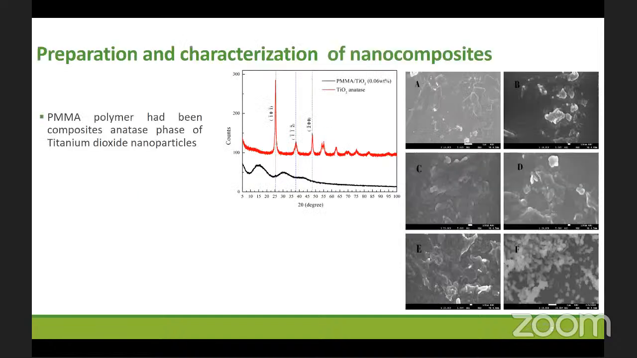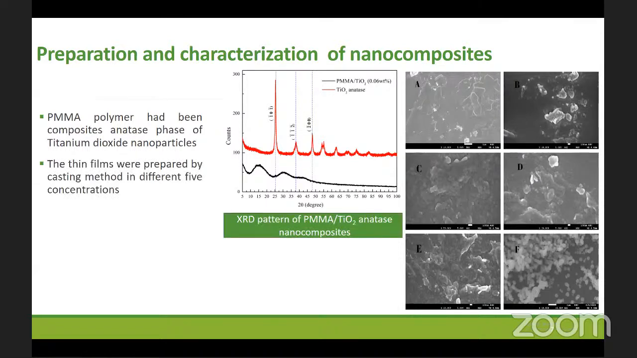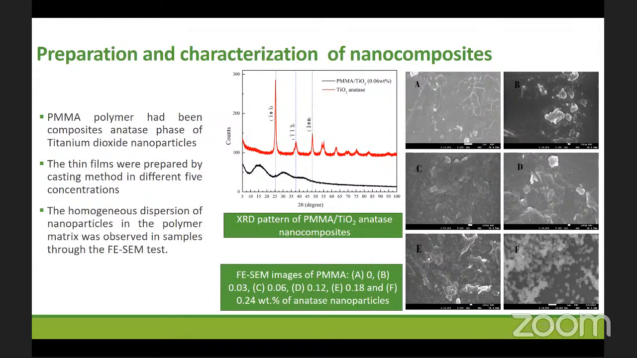To prepare the nanocomposites, we have used the casting method to prepare the polymer nanocomposite of the PMMA polymer with the anatase nanoparticles in 5 different concentrations. All the thin films have been characterized via XRD technique and FESEM. The XRD pattern consists of low intensity peaks of titanium dioxide at around 25 and 14 degrees, and from the FESEM image, it's confirmed that a homogeneous dispersion of the nanoparticles in the polymer matrix is observed in the samples.